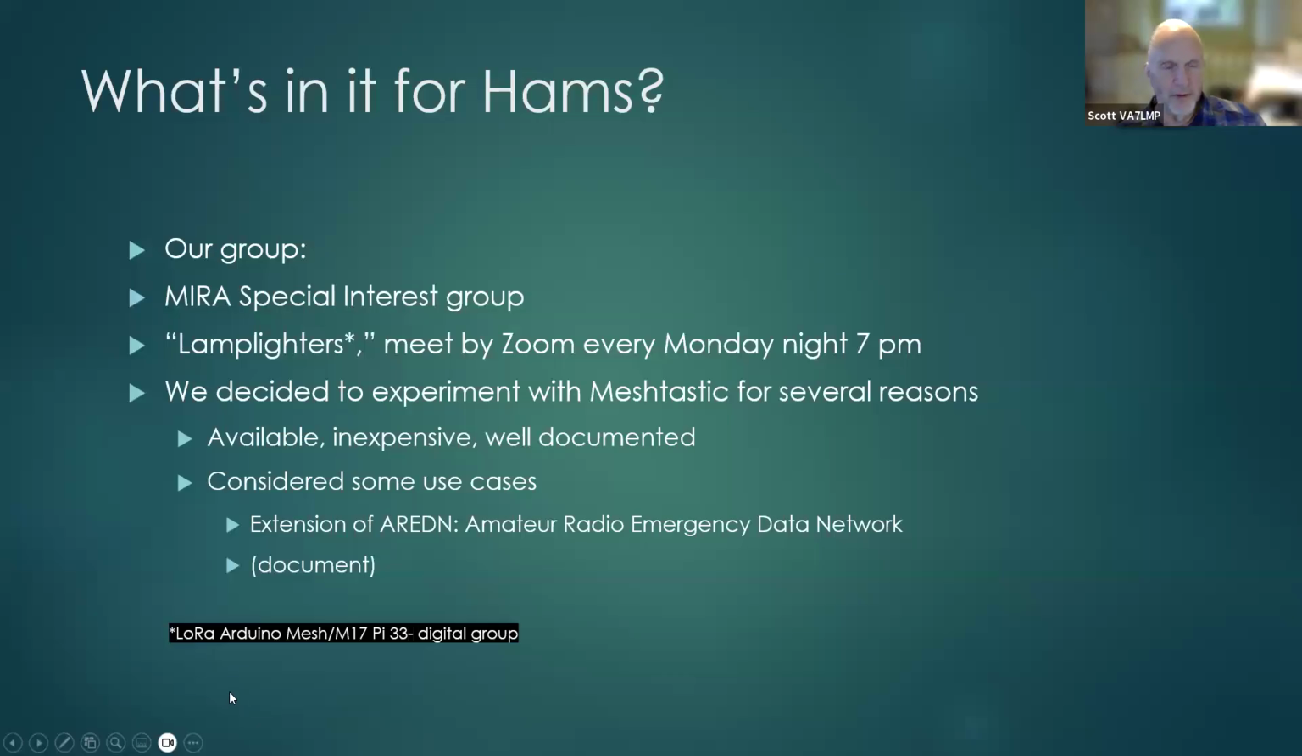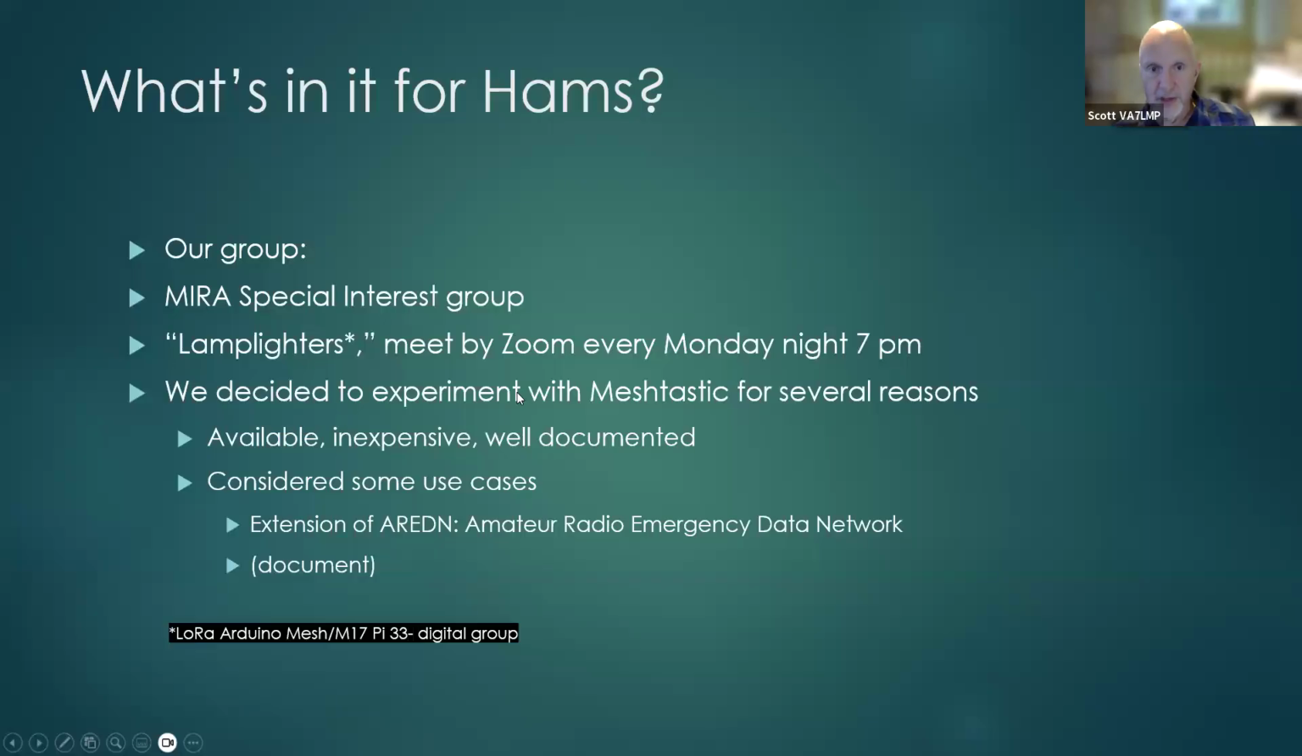And the history, if this is what it is originally we thought, we're going to look at LoRa, we're going to look at Arduino, we're going to look at mesh technologies and M17, a new digital protocol. We're going to look at Raspberry Pi. We're interested in spectrum that's not normally used, like 33 centimeters. So we called ourselves Lamp 33. Somebody sent out an invitation saying, well, these are the Lamplighters group. So that's what we're called. We're the Lamplighters. And we meet by Zoom every Monday night at 7 p.m.